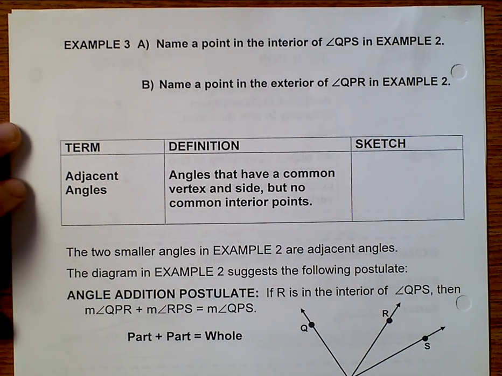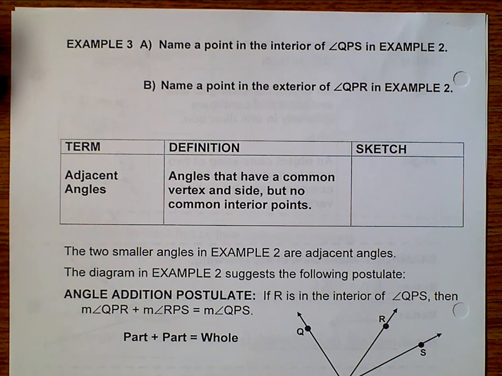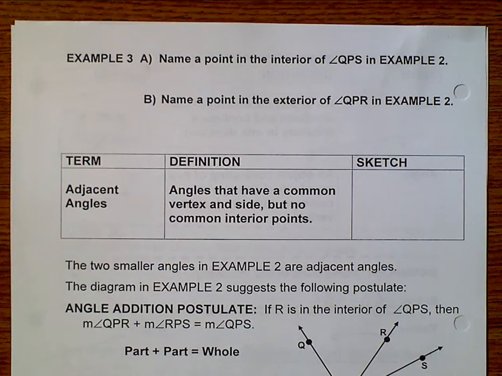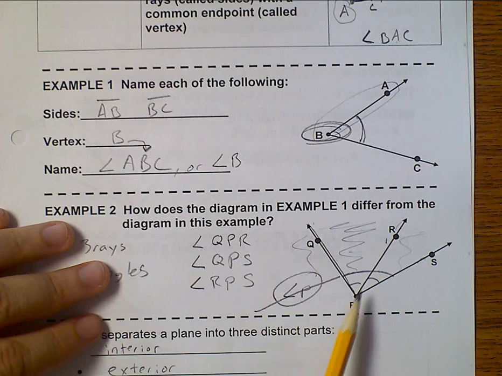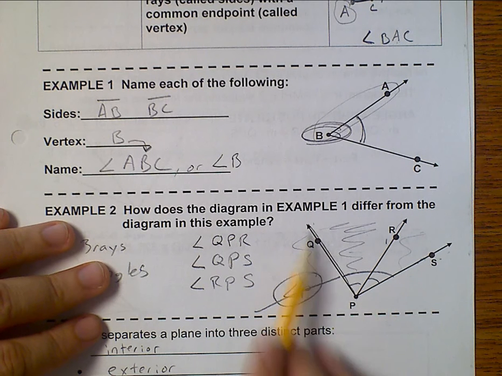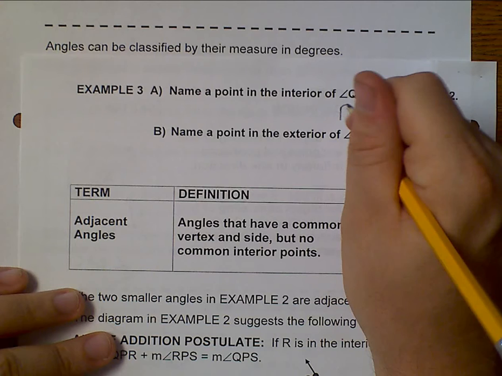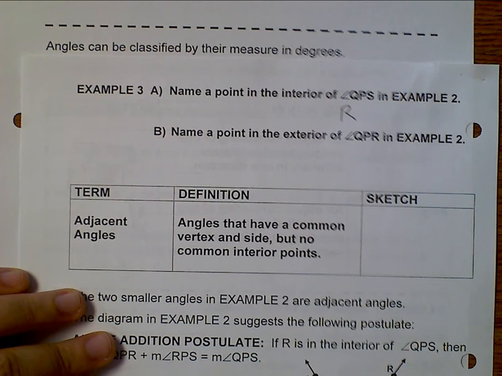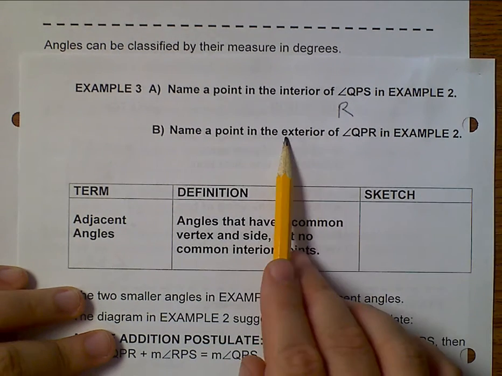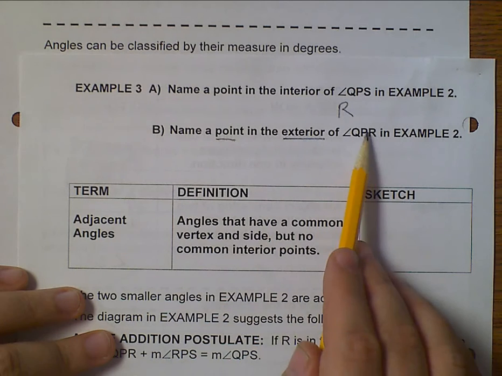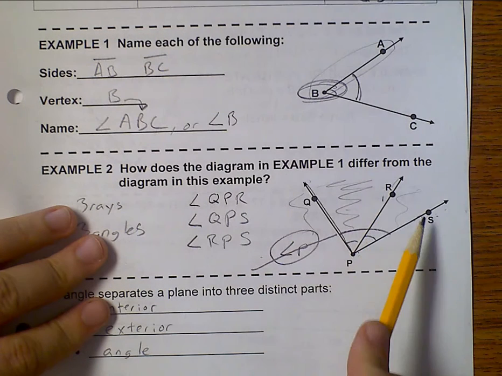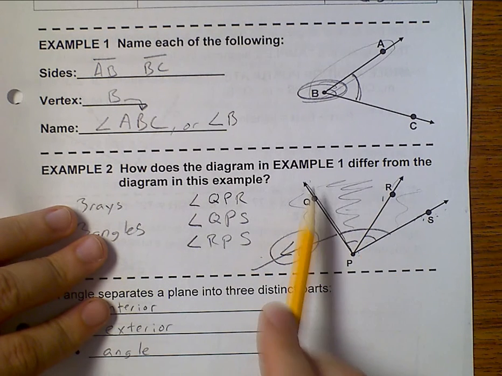Now, we want to name a point that was in the interior of QPS from example 2. So we have QPS, and a point that is inside QPS would be R. And now we want a point that is in the exterior of QPR. So we have QPR, and S is outside of QPR.